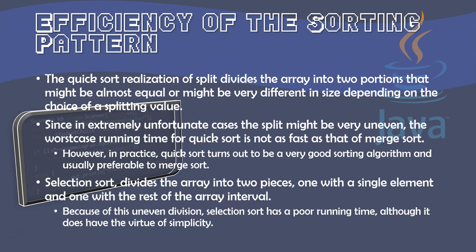Selection sort, which we have looked at all the way back in our first programming 1 world, divides our array also into two pieces, one with a single element and one with the rest of the array interval. Because though a selection sort has a kind of uneven split, selection sort has a very poor runtime. Although it does have the virtue of simplicity. There's no recursion involved when you're using selection sort.